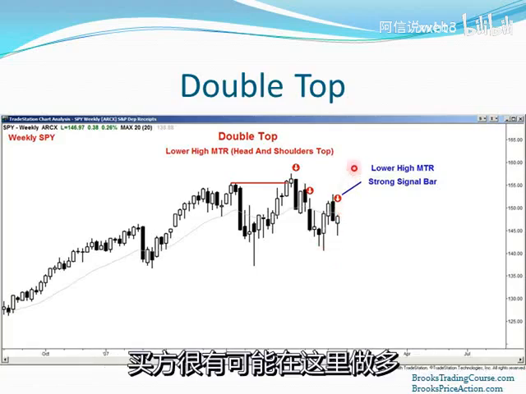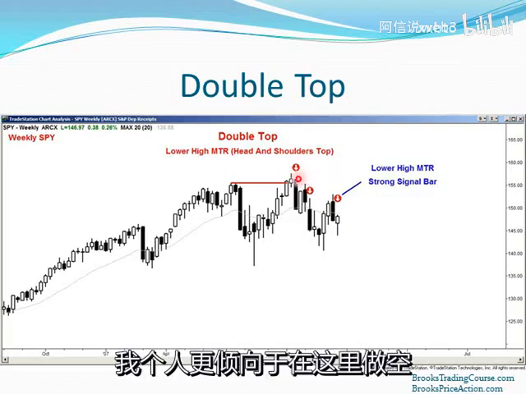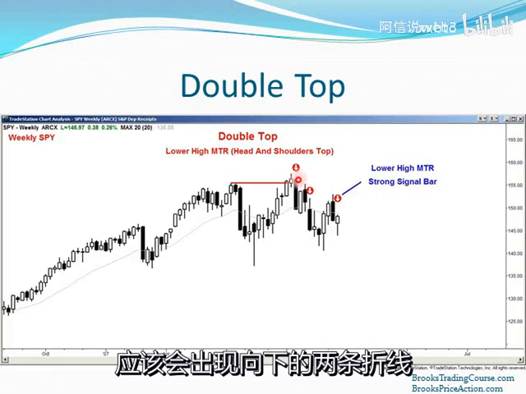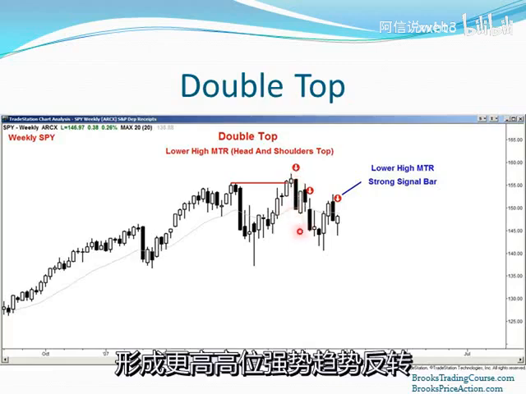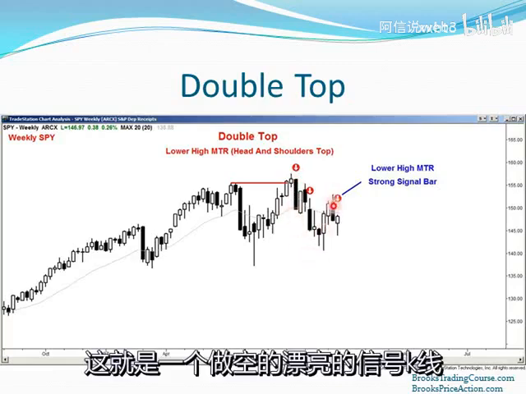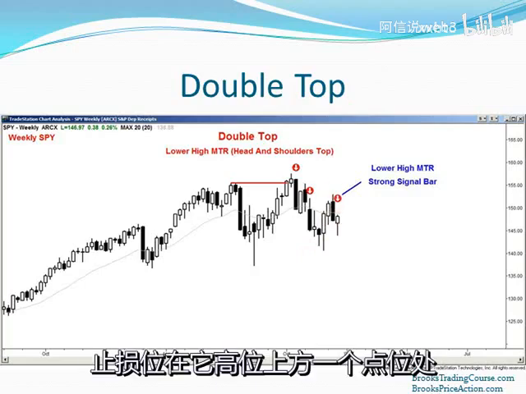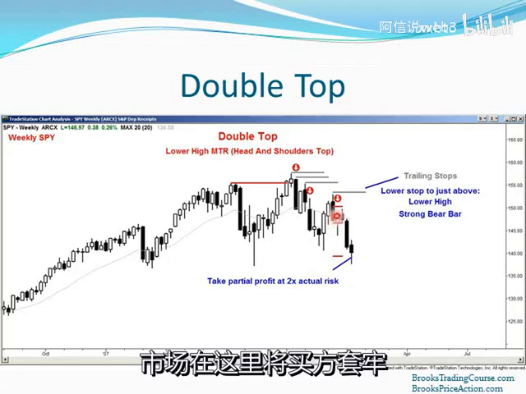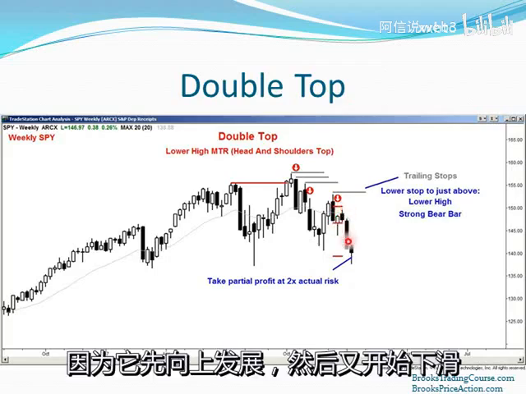Bulls might buy this, betting on an upside breakout. To me, I would rather be short because I think we'll get a second leg down from the expanding triangle top, the higher high, major trend reversal. A good signal bar for another short, stop above that high. And it trapped bulls in, turned up, and turned down.